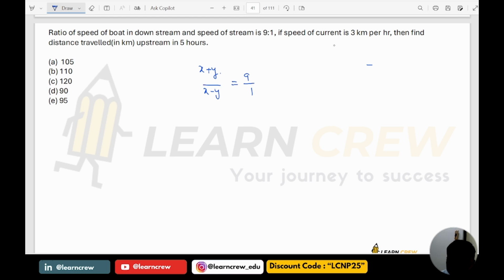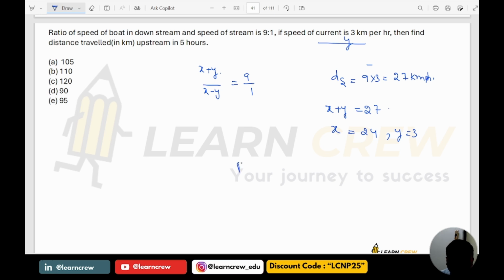Speed of current is y. So y is given as 3. So thereby downstream speed would be, you will get 9 into 3, which is 27 km per hour. Okay. So x plus y would be 27. So what would x be? x would be 27 minus 3, which is 24. So you have y as 3 and x as 24.